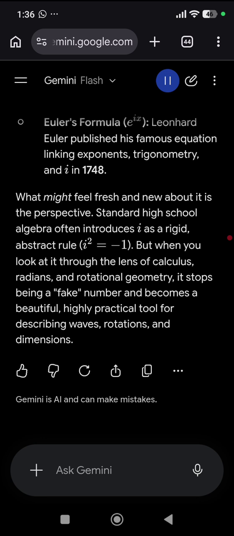What might feel fresh and new about it is the perspective. Standard high school algebra often introduces i as a rigid, abstract rule, i squared equals -1. But when you look at it through the lens of calculus, radians, and rotational geometry, it stops being a fake number and becomes a beautiful, highly practical tool for describing waves, rotations, and dimensions.